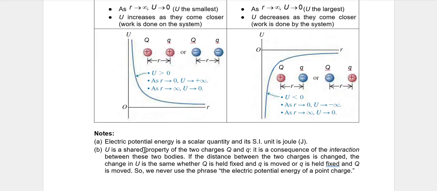Potential energy is the shared property of the two charges Q and q. It's a consequence of the interaction between two bodies. If the distance between the two charges is changed, the change in U is the same whether Q is held fixed or q is moved. That means big Q is stationary and small q moves, or the other way around. So we never use the phrase electric potential energy of a point charge. It's always electric potential energy of a pair of charges. Same with gravitation. You cannot say gravitational potential energy of this mass. It's the gravitational potential energy of this mass together with the Earth, for example.